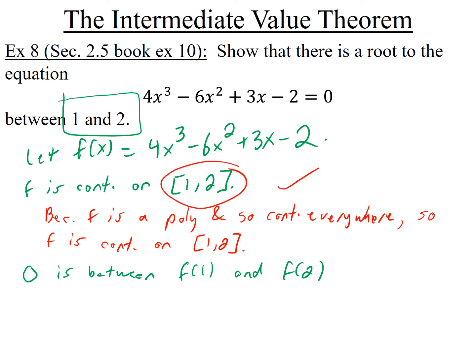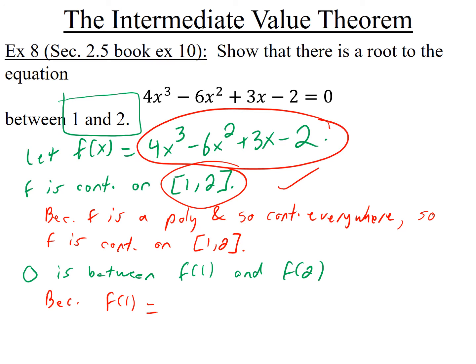In other words, if you plug in the two endpoints to the function, 0 is between those. Okay, if you don't believe me, let's write down why. Because if you do f of 1, let's plug in 1 to the function. What do you get? Plug in 1 here. Looks like it's 4 minus 6, that's negative 2, plus 3 minus 2, it's negative 1. Okay, so it's a negative.